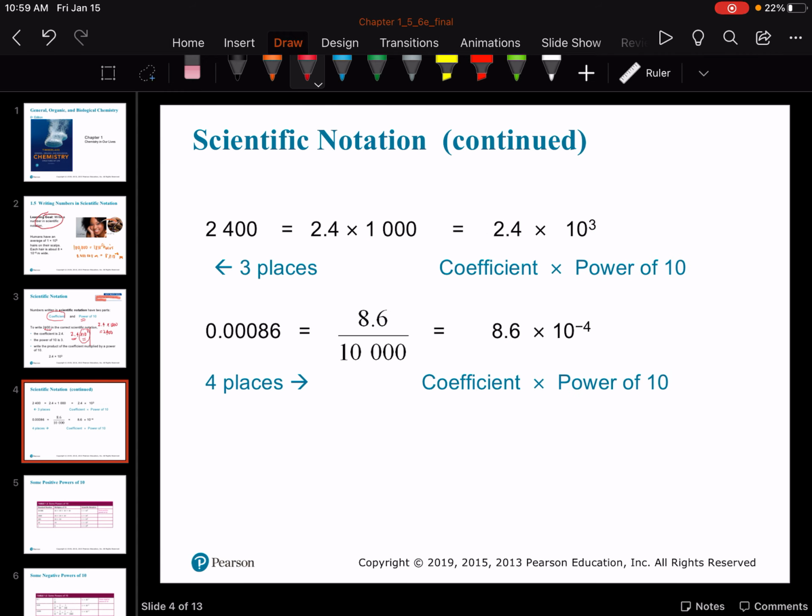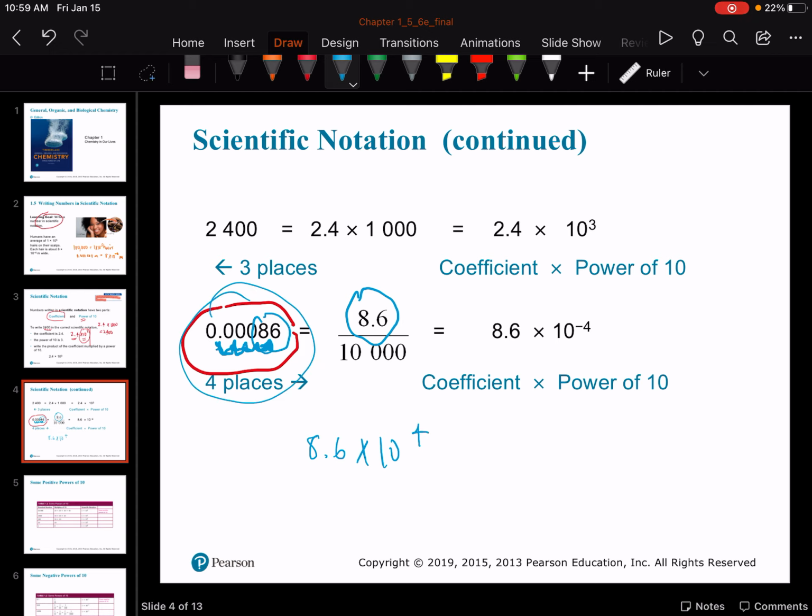All right. Here's another example. 8.6, okay? So watch this. I'm going to do this with a different color. It goes 1, 2, 3, 4 places, right? So I can get my number that's between 1 and 10, 8.6. So it's going to be 8.6 times 10 to the 4 because I moved it 4 places, but this is a very small number, so this is going to be minus 4. 8.6 times 10 to the minus 4.